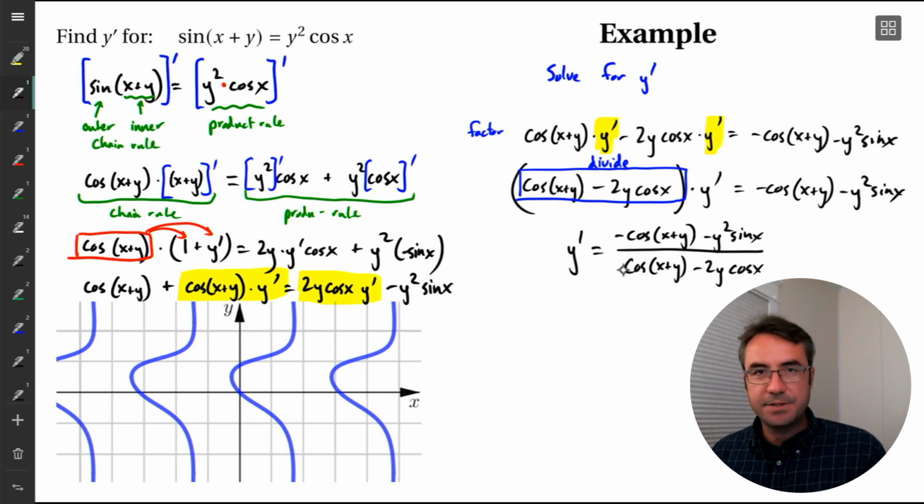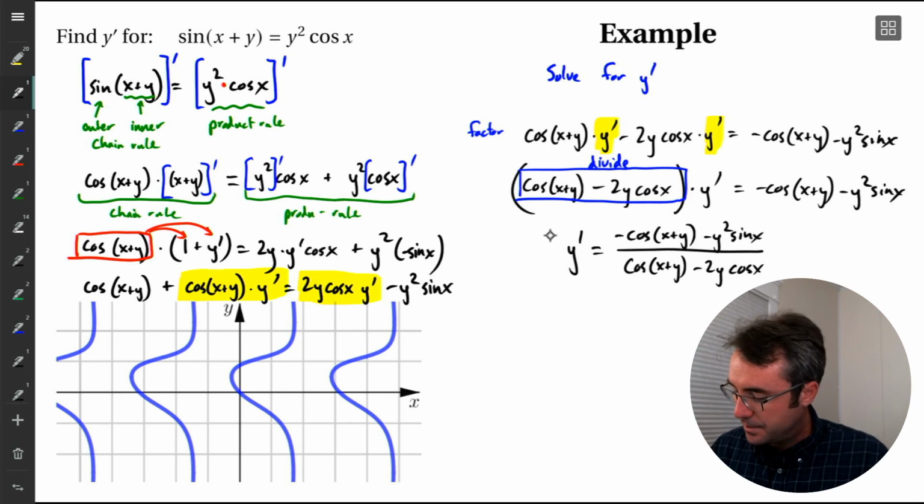And for a lot of these implicit differentiation problems, when you calculate y prime, there shouldn't be any y primes over here on the right, but you are most likely going to have x's and y's. That's fine. All right, so there's our derivative.